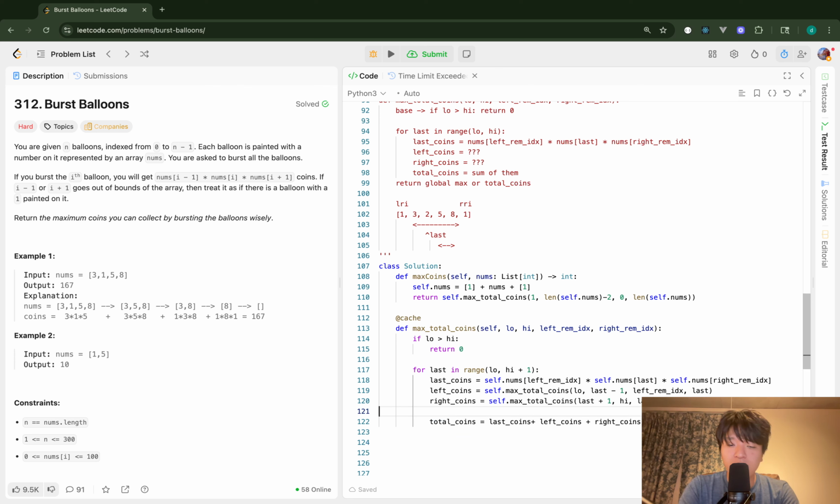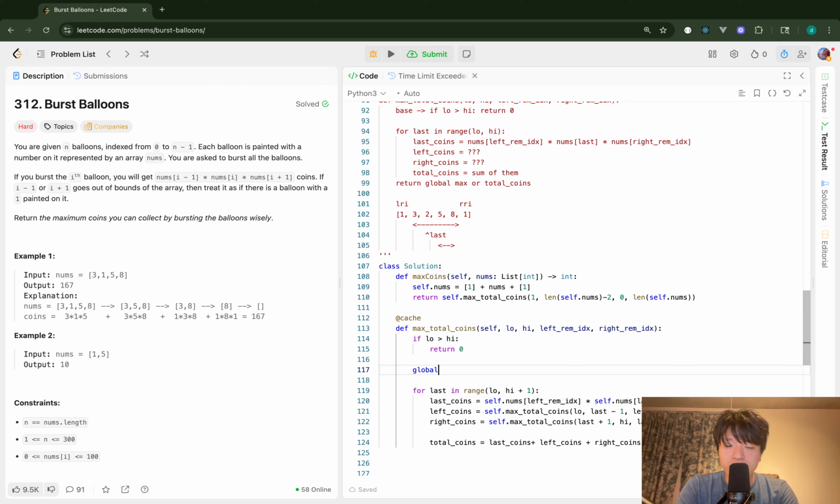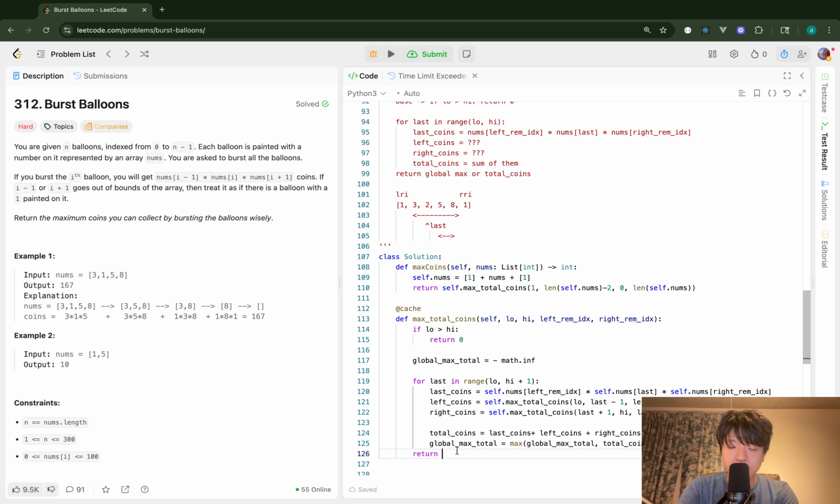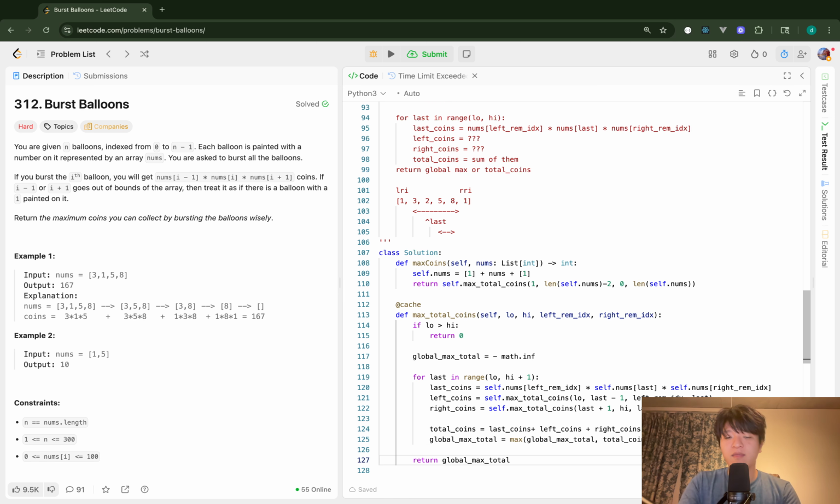Okay. And I will update the returned coins. So global max total. Then I return global max total in the end. Okay, this is it.